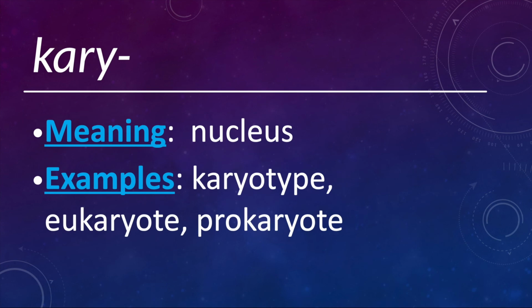And then kary means nucleus. So a karyotype is a process where the chromosomes in the nucleus are analyzed and counted to see if there's any extra chromosomes or missing chromosomes or just how many chromosomes an organism has. Eukaryote refers to a true nucleus, so these are organisms that actually have a nucleus. And then prokaryotes, pro means before or primitive, so these are organisms that have no nucleus.